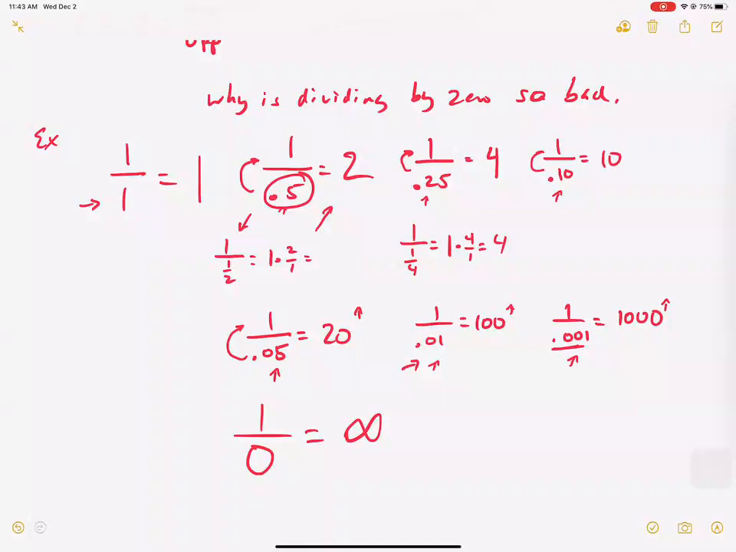And infinity is not a number, right? It is not a number. It's a number that we can't ever get to. It's just kind of an idea, you could say, just like Antifa. It's just an idea.